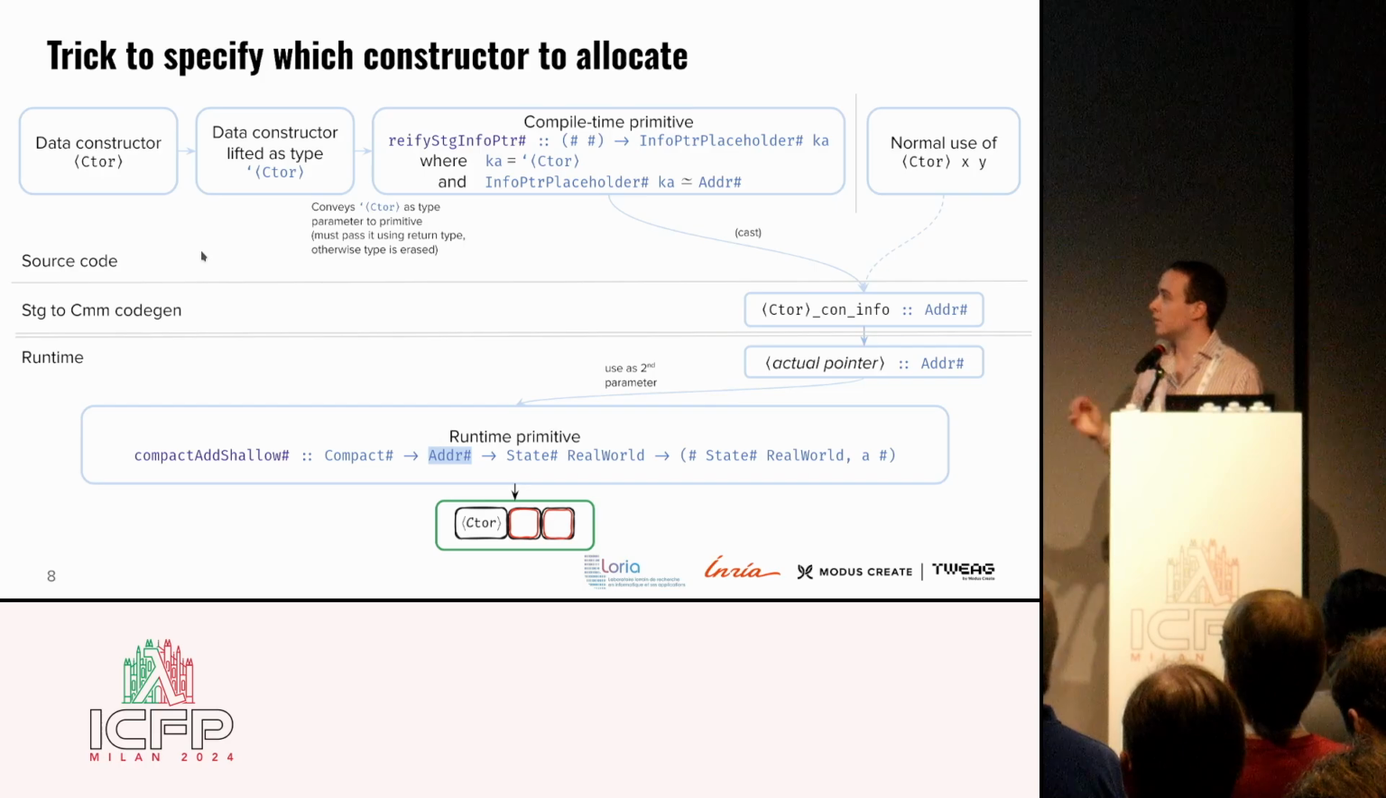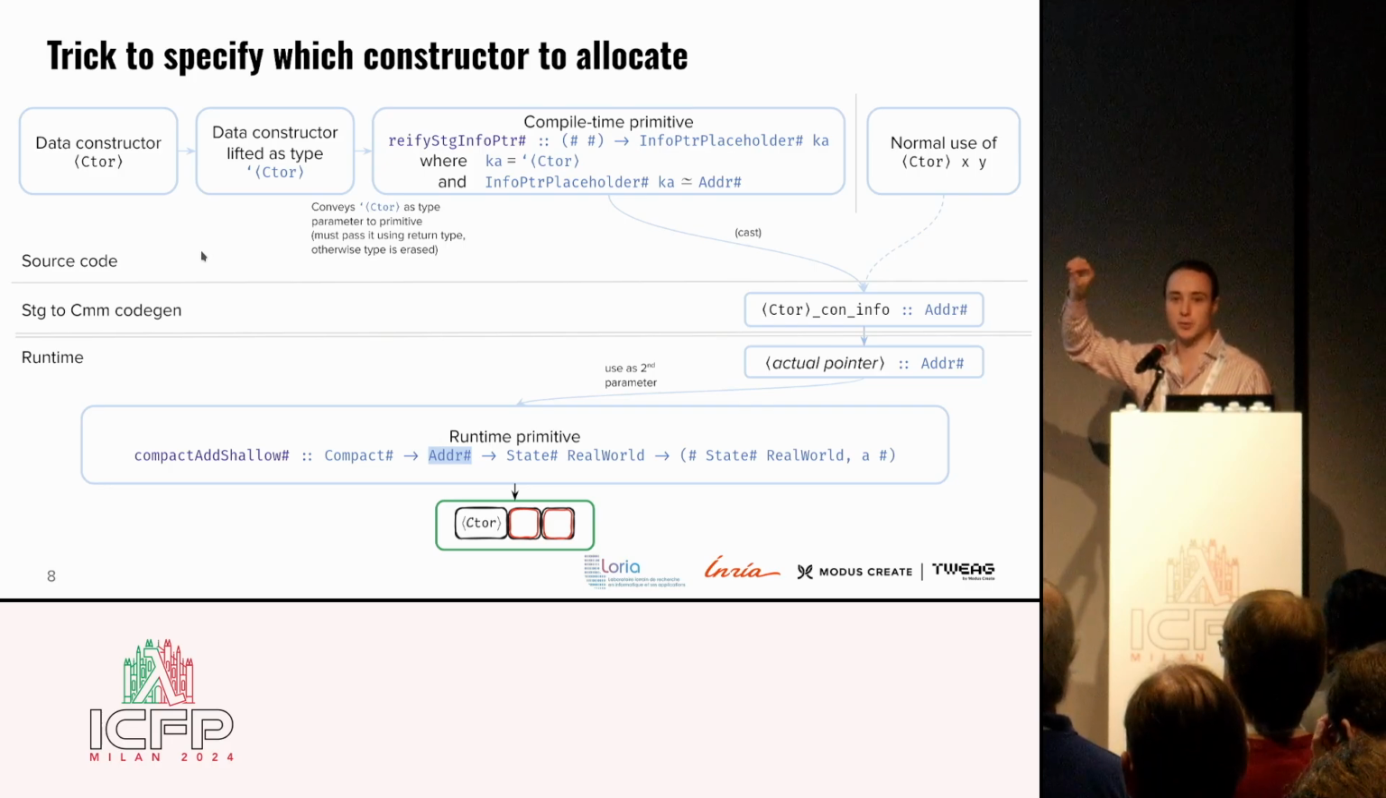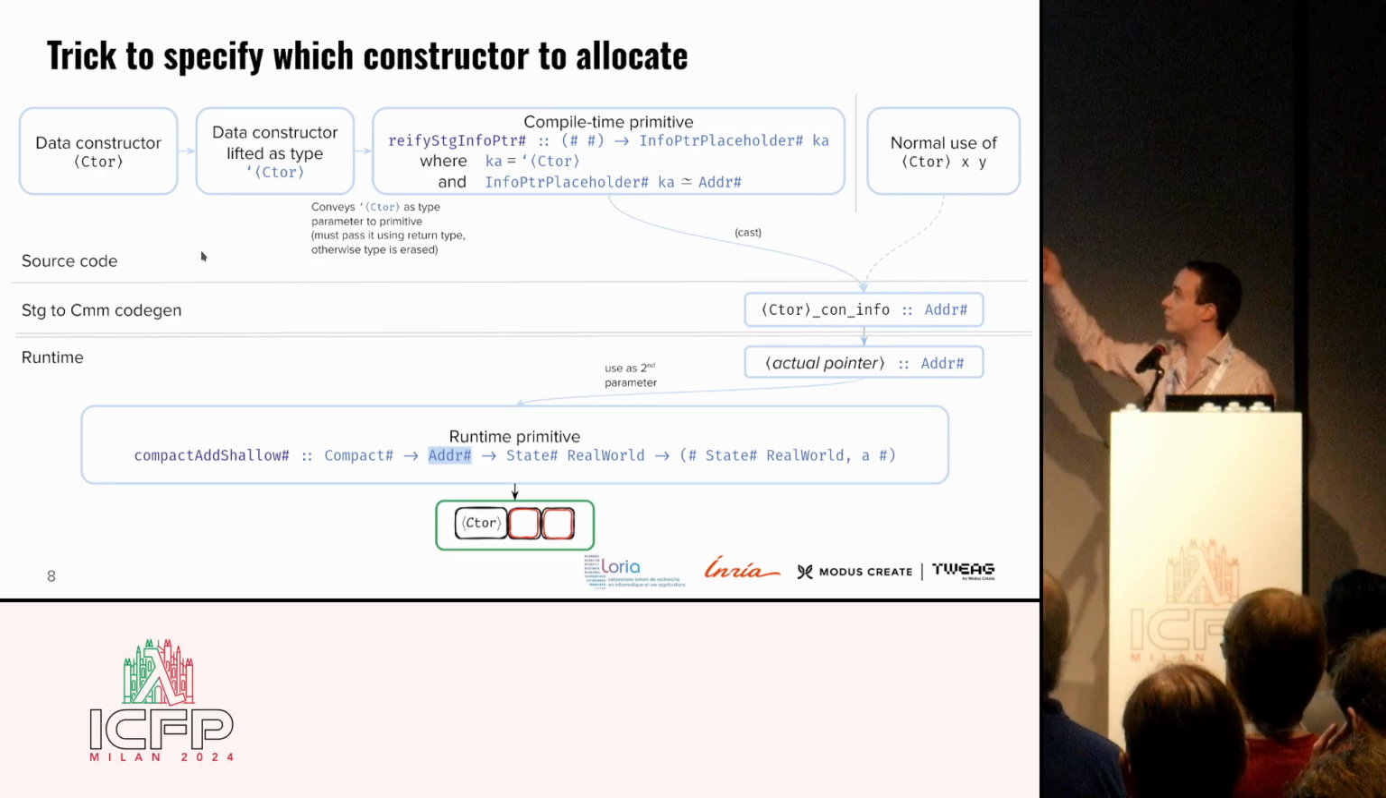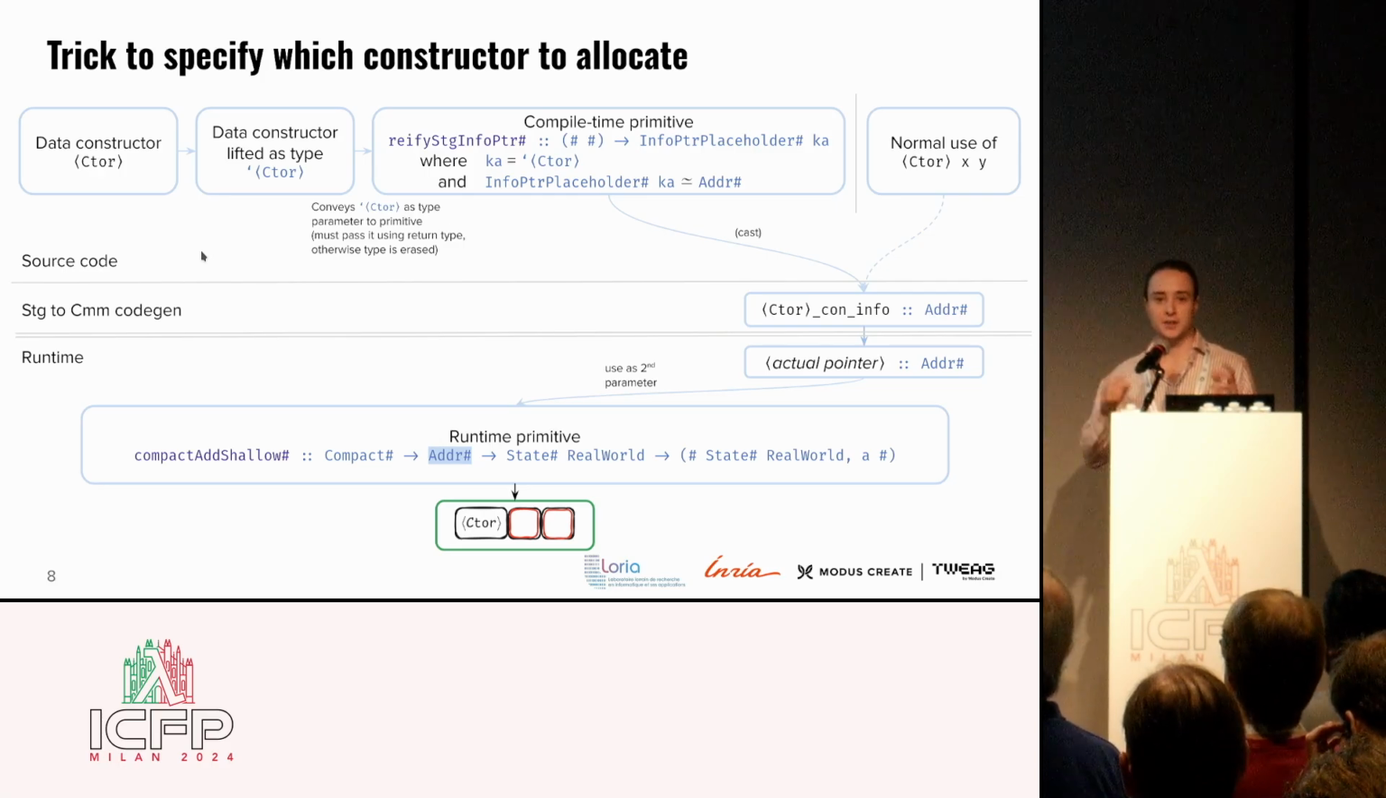The problem is compact add shallow is like compact add, a primitive that is run only at runtime by the Haskell runtime system. And at runtime, all type information has been erased. So we have to find a way to first transform the constructor information, that is a type at the moment, into something we can use at runtime. So for that, I need to introduce a second primitive that I called reify STG info pointer. And the info table pointer of a constructor is the identity card of the constructor.